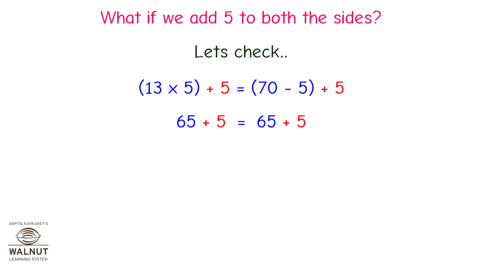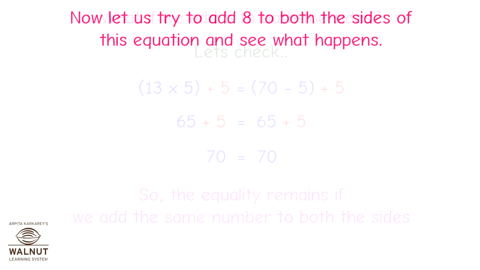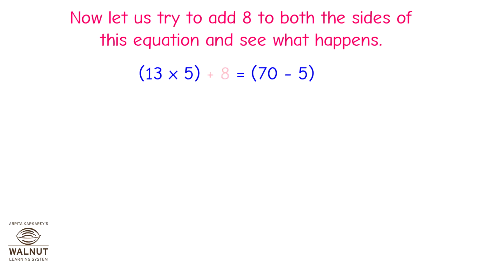65 plus 5 is equal to 65 plus 5. 70 is equal to 70. So, the equality remains if we add the same number to both the sides. Now let us try to add 8 to both the sides of this equation and see what happens. 13 multiplied by 5 plus 8 is equal to 70 minus 5 plus 8.